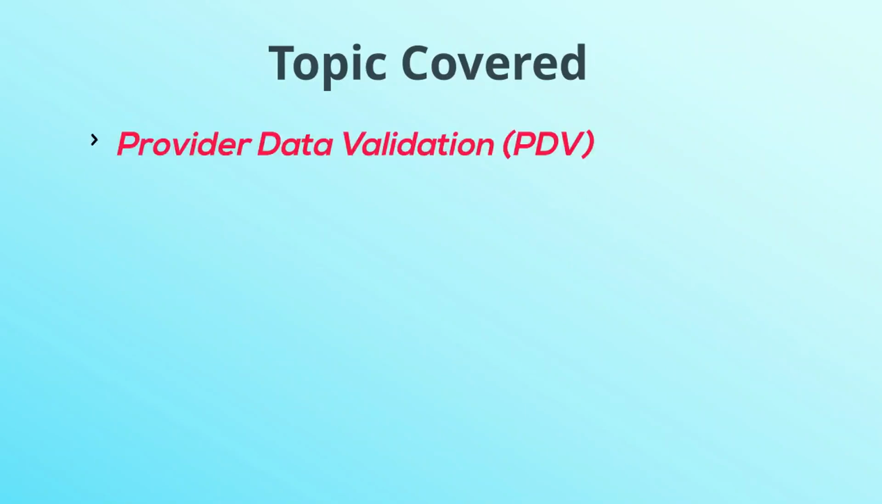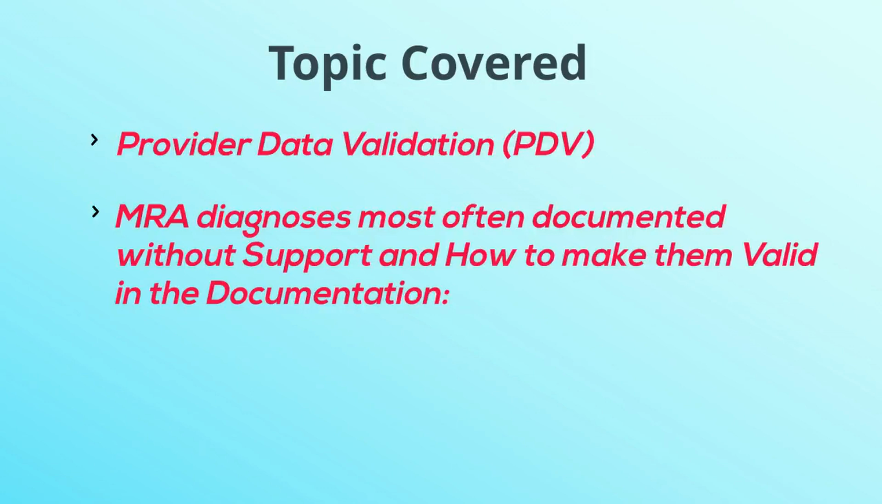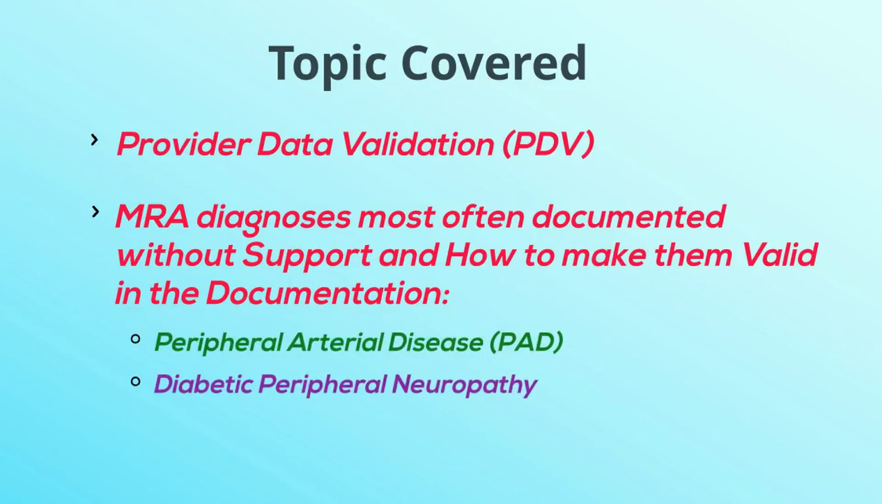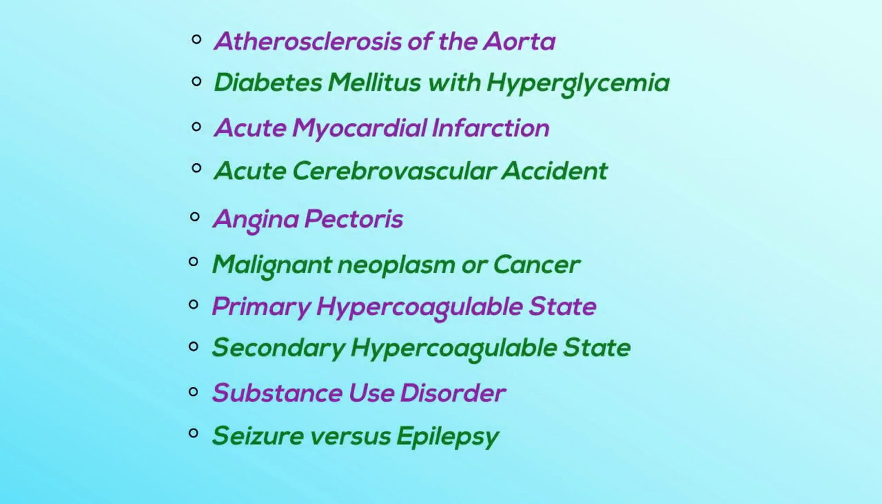Provider data validation or PDV. Risk adjustment diagnoses most often documented without support, and how to make them valid in the documentation. Peripheral arterial disease or PAD. Diabetic peripheral neuropathy. Diabetic autonomic neuropathy. Atherosclerosis of aorta. Type 2 diabetes mellitus with hyperglycemia.